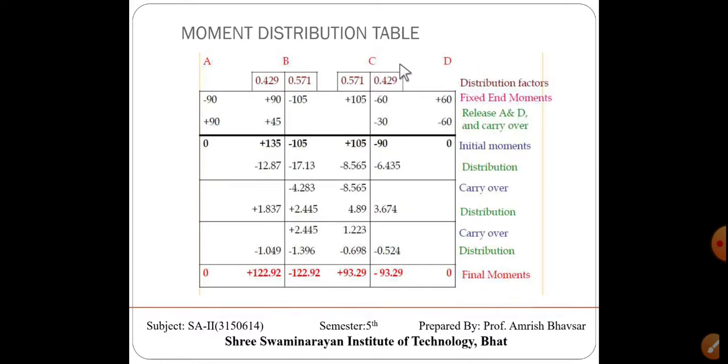So first we have to write down our distribution factor at each joint. Now we have found the fixed end moment, that we have to write over here. For A to B it is plus 90, here minus 105, plus 105, minus 60, plus 60. This is our fixed end moment.